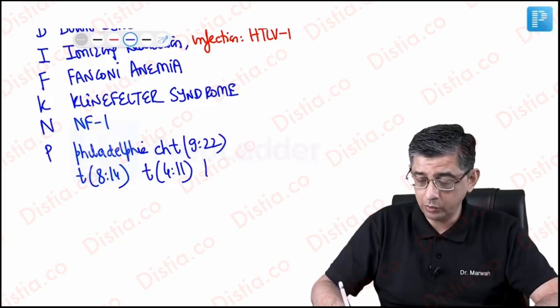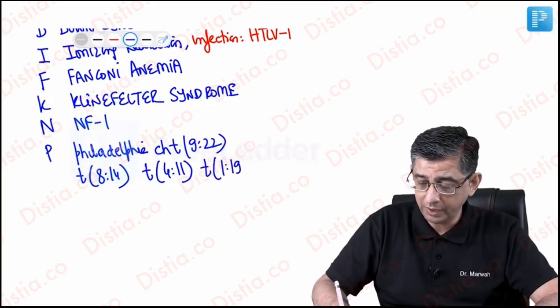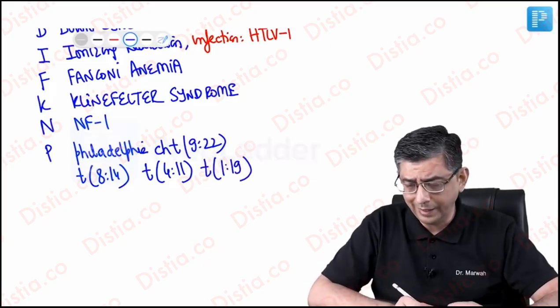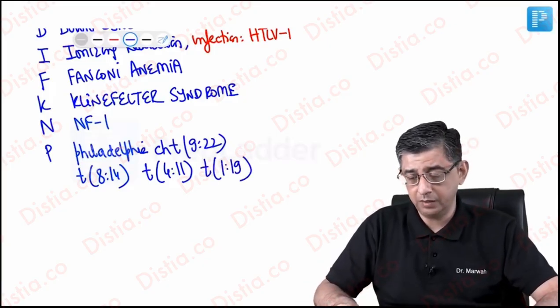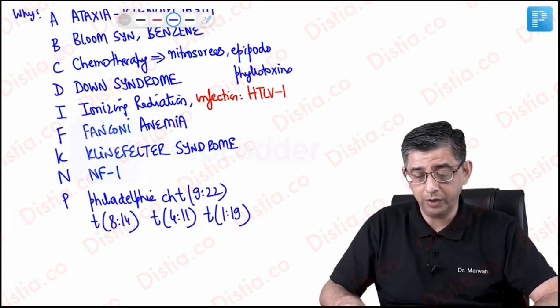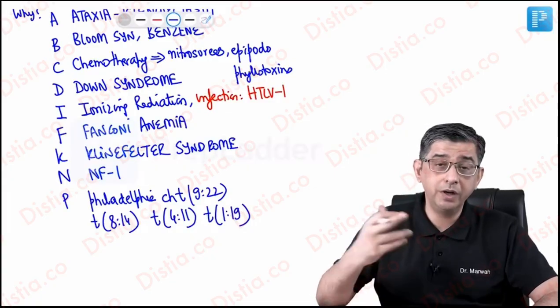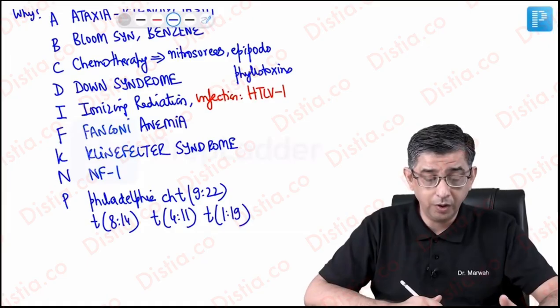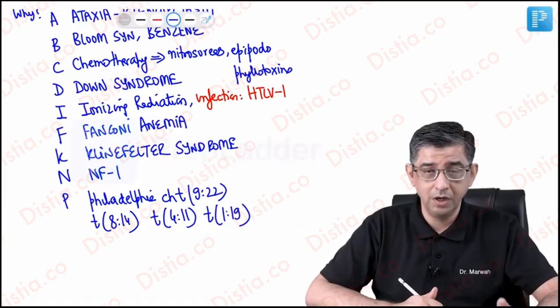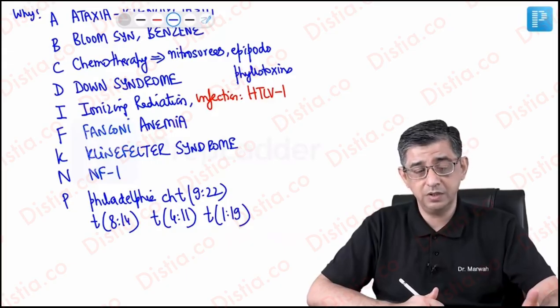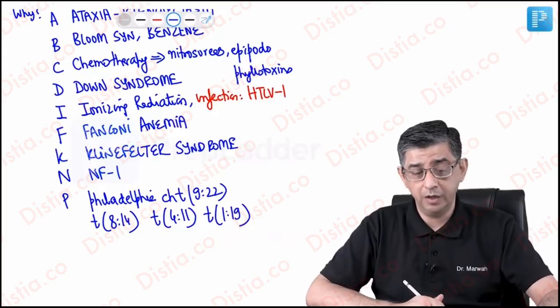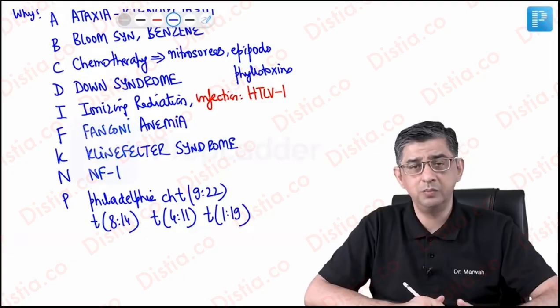Then the next chromosomal swap to be remembered is 1;19. So getting these numbers right is, I would say, of paramount importance in the exam, because subsequently I'll be telling you how to remember low risk versus standard risk versus high risk patients. In pathology, they talk about good prognosis, bad prognosis.